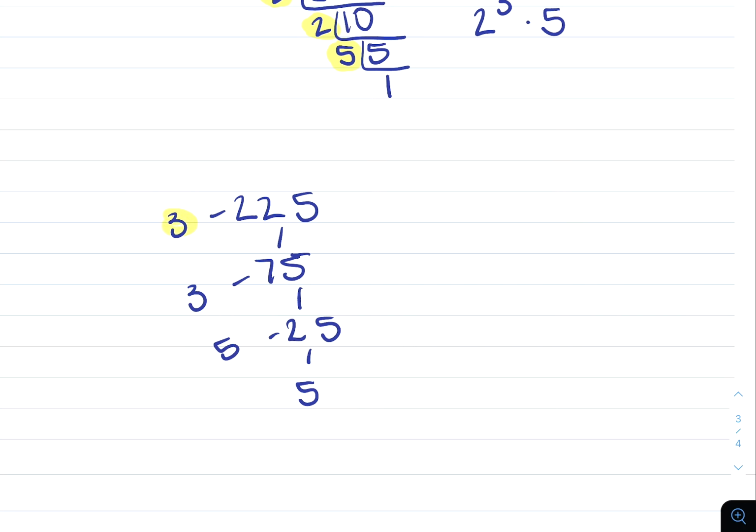So let's see what we have left. We have 3 times 3 times 5 times 5. And let's write it out those 2 different ways again. So 3 times 3 times 5 times 5, or we have 3 squared times 5 squared.